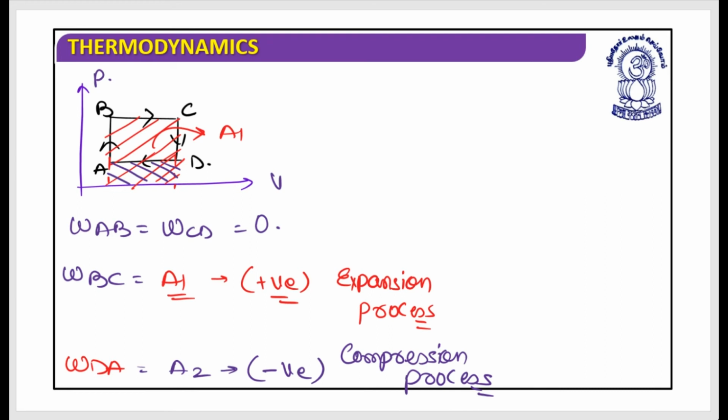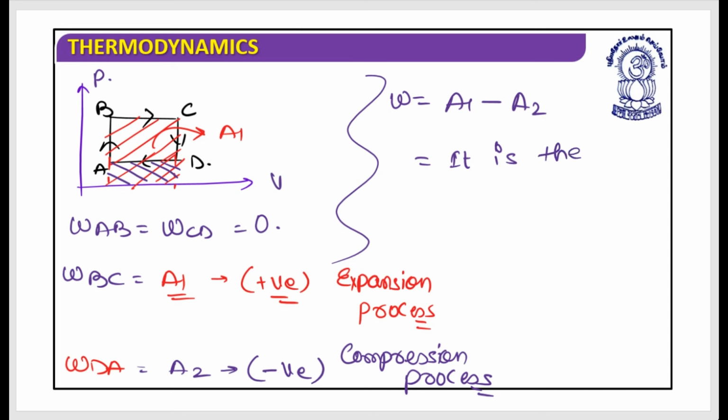So in the compression process, net work done is area 1 minus area 2. If you look at this area 1 minus area 2 very carefully, you might get it that it is the area of the cycle. Yes, you need to find out the area of the cycle only when these processes are just cyclic processes. I hope this is clear.